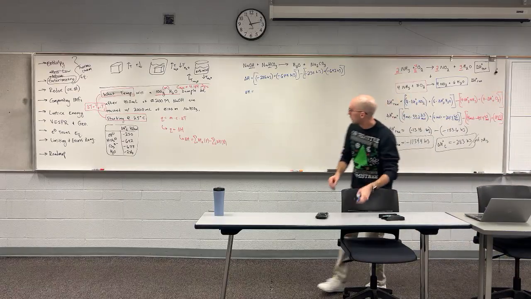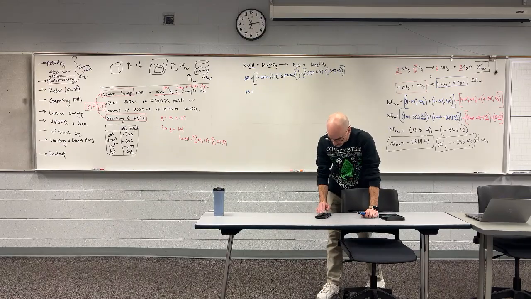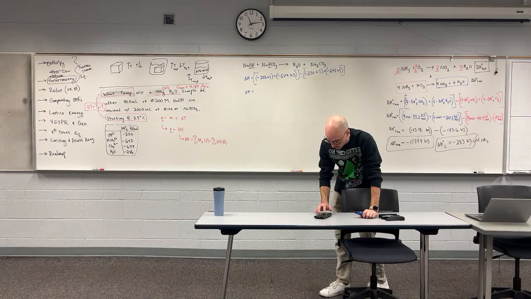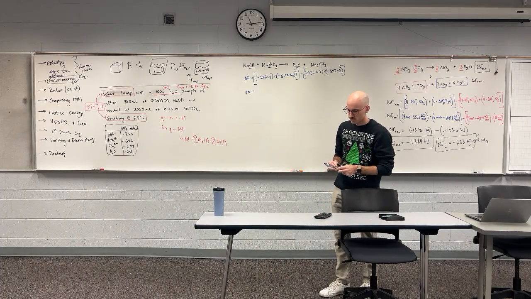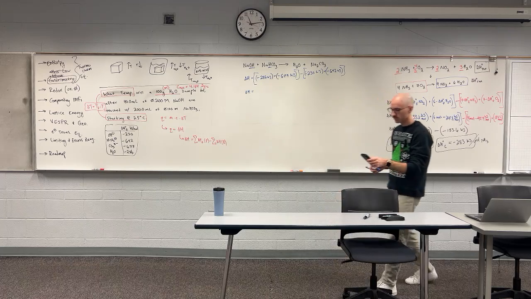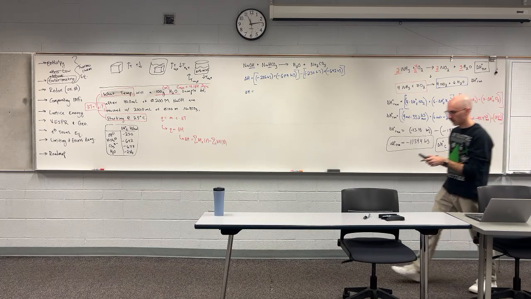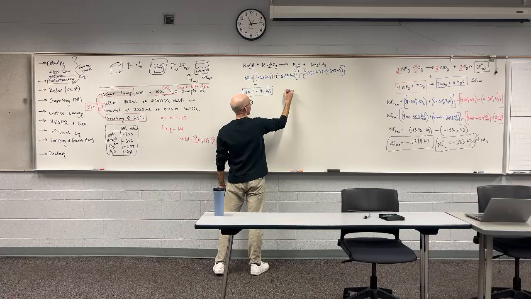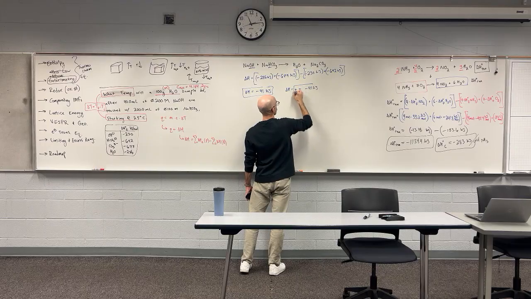All right, what do you guys get when you plug this in? Negative 41. Wow, that's so small. Yeah, that'll do. Negative 41 kilojoules. Don't forget your units. Delta H equals Q. So Q equals negative 41 kilojoules.